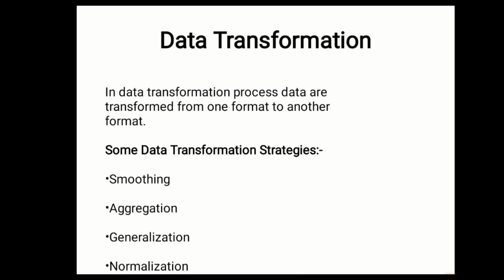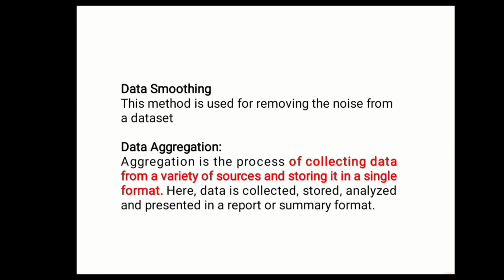Next technique, data transformation. In the data transformation process, data are transformed from one format to another format. Some techniques or strategies are used in data transformation. First one, smoothing, aggregation, generalization, and normalization. Data smoothing is a method used for removing the noise from the data set. Noise is referred to as the distorted and meaningless data within a data set.